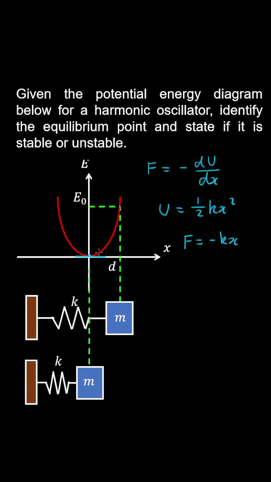So when x is positive, the force is acting in the negative direction, and when x is negative, the force is acting towards the positive direction. So the force is always a restoring force that tries to restore that block back to the equilibrium position, and therefore this is a point of stable equilibrium.